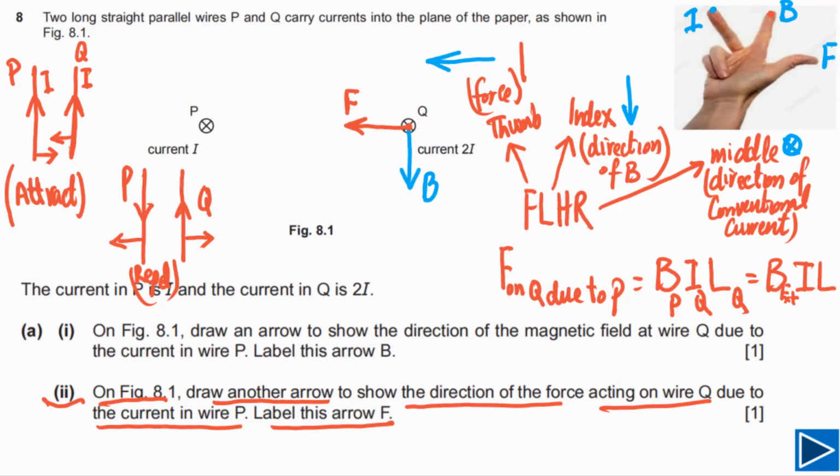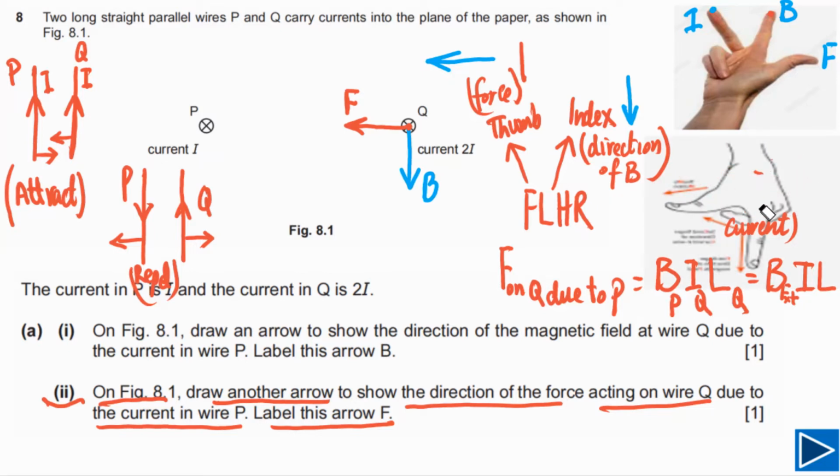Now let me show you this one with the diagram, but you can do this one by yourself. So this is how you can use it. Let me make some space. So here you can see in this case, this is current I, which is into the page, and this is B, pointing downwards, and this one is the direction of force. So this is how you can find the direction of force using Fleming left-hand rule.